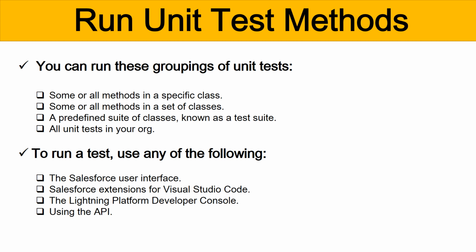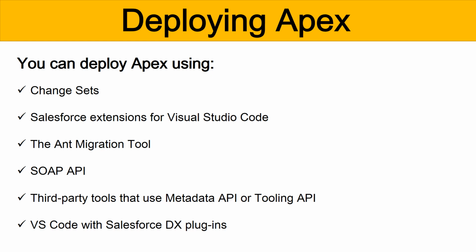Now, to run a test, use any of the following. The Salesforce user interface. Salesforce extensions for Visual Studio Code. The Lightning Platform Developer Console. Use the API. You can't develop Apex in your Salesforce production org. Your development work is done in either a sandbox or a developer edition org. You can deploy Apex using change sets.